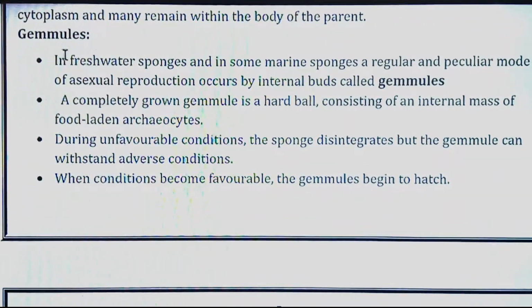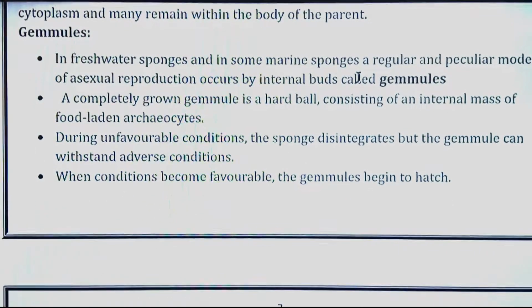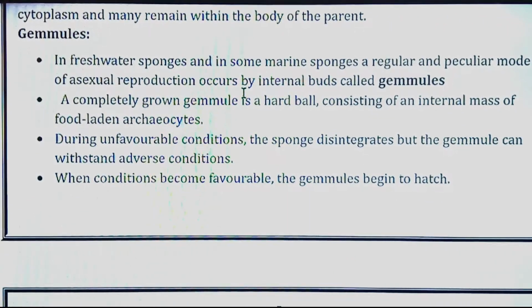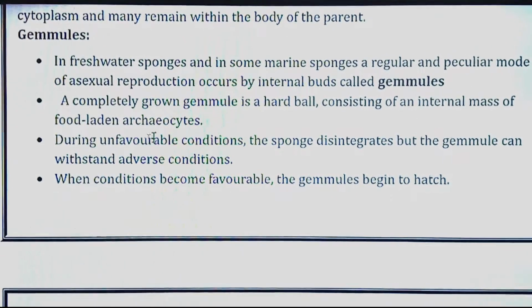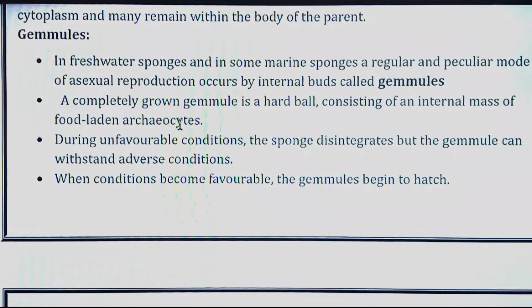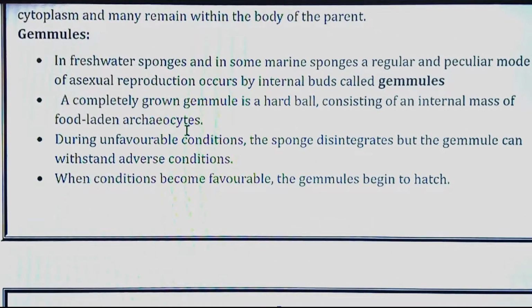So next we have the gemmules. Gemmule formation is seen in freshwater sponges and also in some marine sponges, a regular and peculiar mode of reproduction in the case of sponges. They form internal buds, and these internal buds are called gemmules. A completely grown gemmule will be seen like a hard ball consisting of an internal mass of food-laden cells called archaeocytes. During favorable conditions, the sponges will disintegrate to liberate these gemmules.